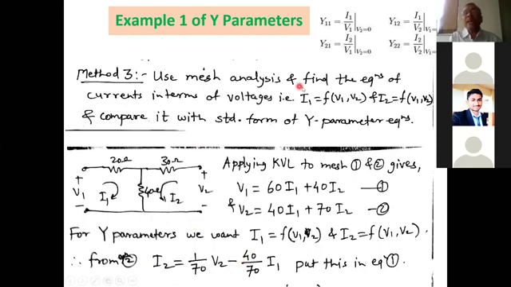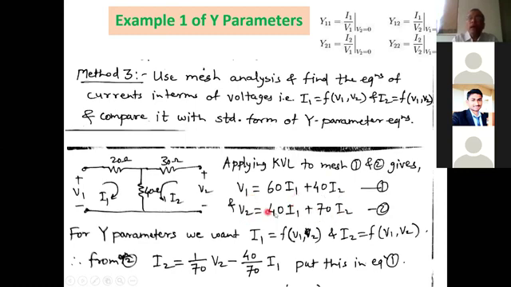So use mesh analysis and find out the equation of currents in terms of voltages, that is I1 as a function of V1 and V2, and I2 as a function of V1 and V2, and then compare it with the standard form of Y parameters equation. Okay, so this is the network. I have redrawn it. Now apply KVL to mesh 1 and mesh 2. You will get these parameters.